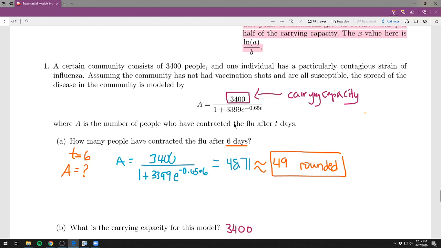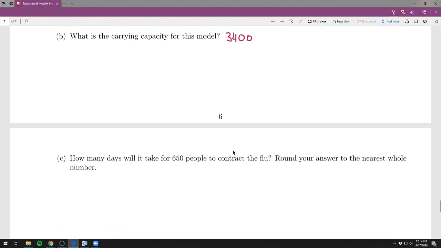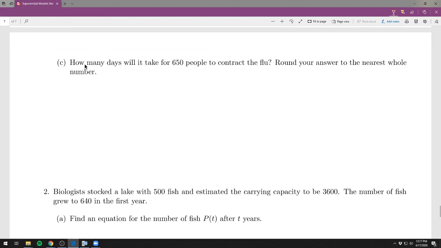The other is kind of the opposite. Plug in something for A and solve for T. I couldn't fit it all on one page, but the question here is: how many days, T equals question mark, how many days will it take for 650 people in the population to contract the flu? So T equals question mark when A equals 650.